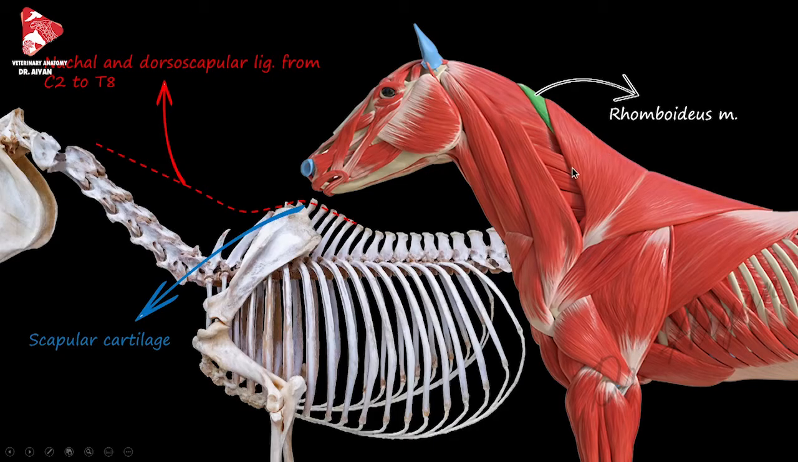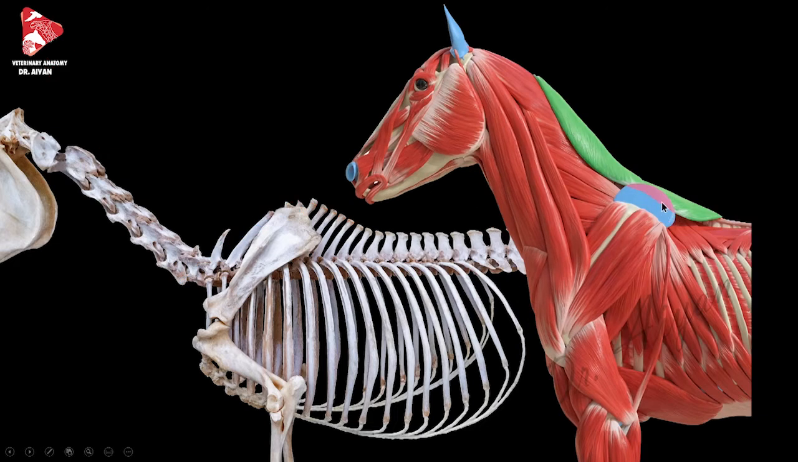If you want to see the rhomboideus muscle completely, in this case, we have to cut and dissect the trapezius muscle, move it up and down or remove it, and in this case, this is what you can find, the rhomboideus muscle. The rhomboideus muscle in the horse is divided also into two parts. The cervical part and the thoracic part, or Rhomboideus cervicis and Rhomboideus thoracis.